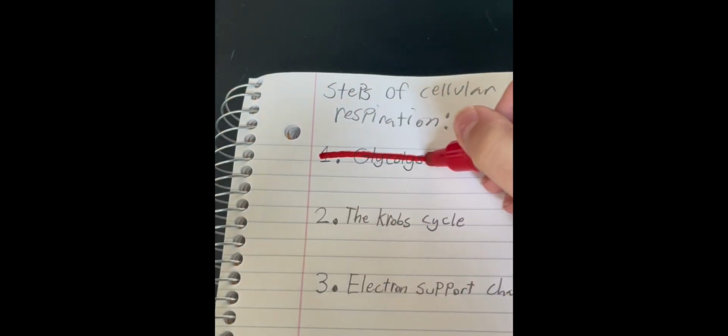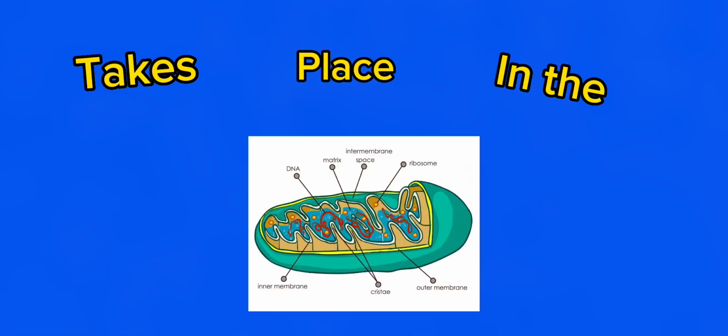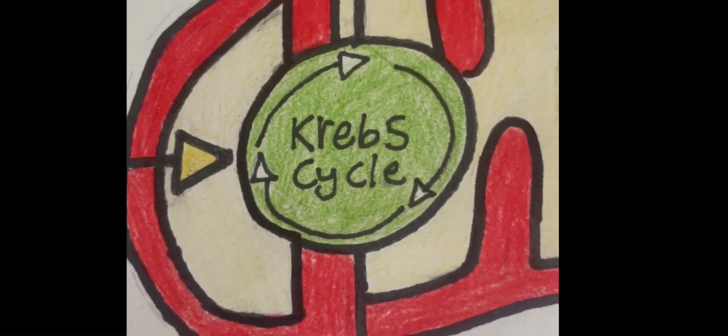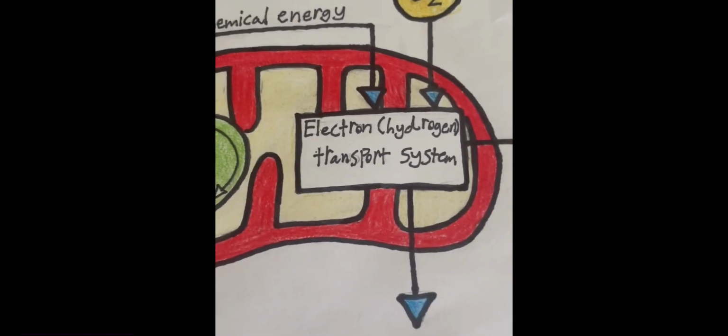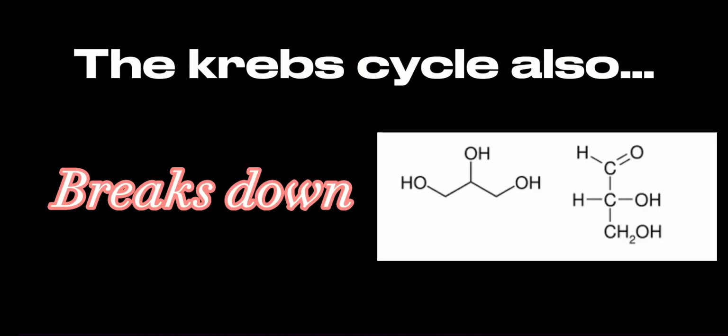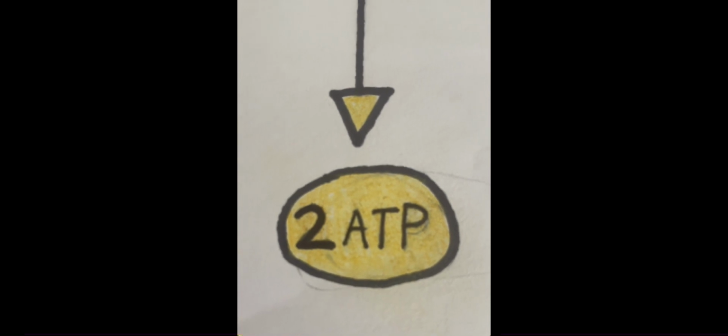Our next step, the Krebs cycle, takes place in the mitochondria. The Krebs cycle's purpose is to transfer energy-carrying molecules to an electron transport chain. This cycle also breaks down 3 carbon molecules and makes a little bit of ATP.